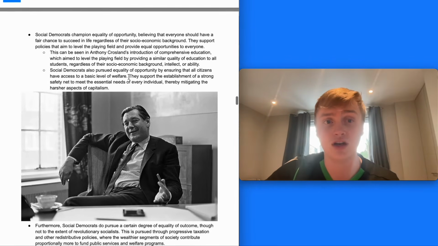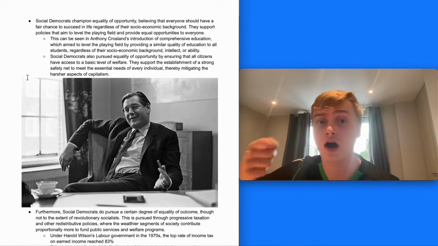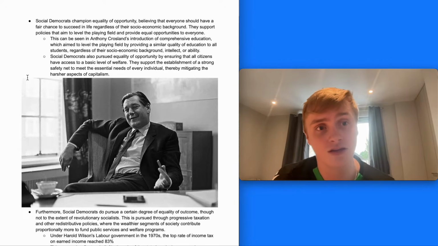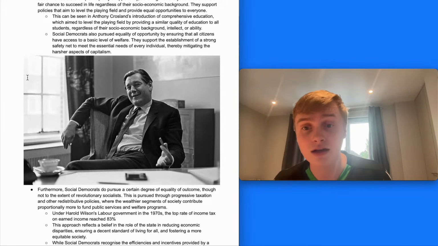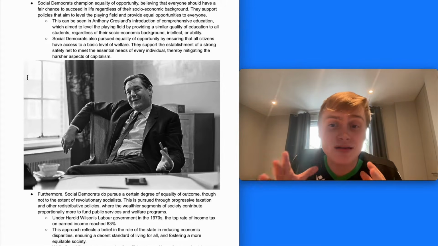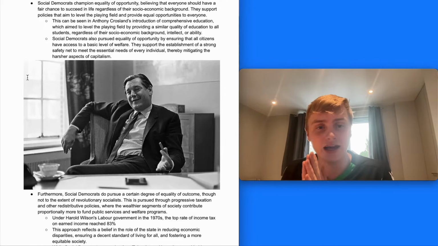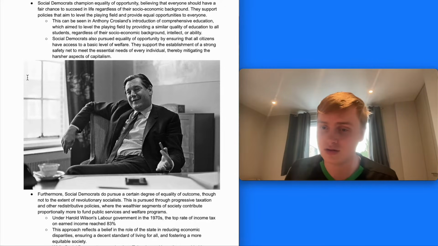So firstly, they champion equality of opportunity, believing that everyone should have a fair chance to succeed in life regardless of their socioeconomic background. They support policies that aim to level the playing field and provide equal opportunities to everyone. So Anthony Crosland, who's one of the key thinkers, when he's Secretary of State for Education, introduces comprehensive education, which aims to provide a similar quality of education, irrespective of socioeconomic background, intellect, or ability.